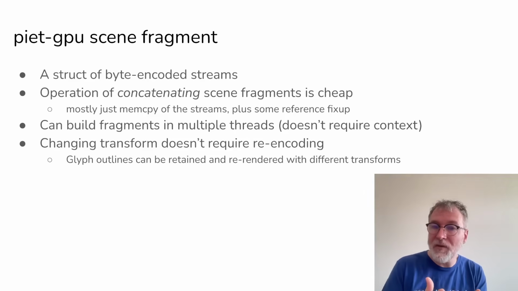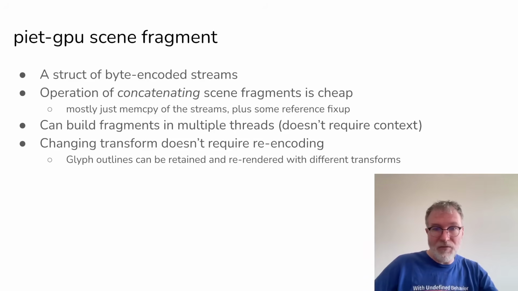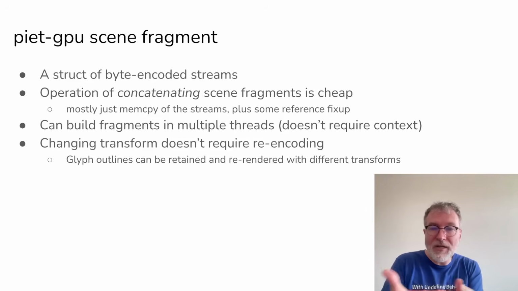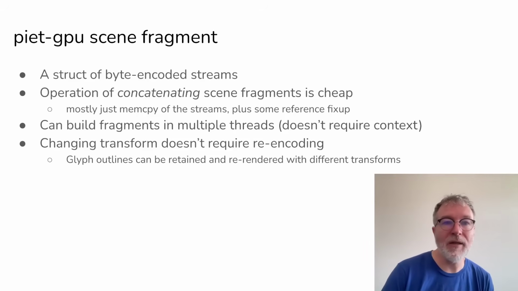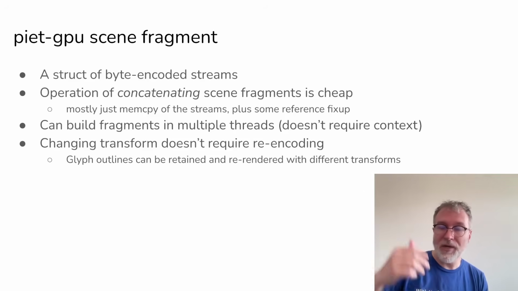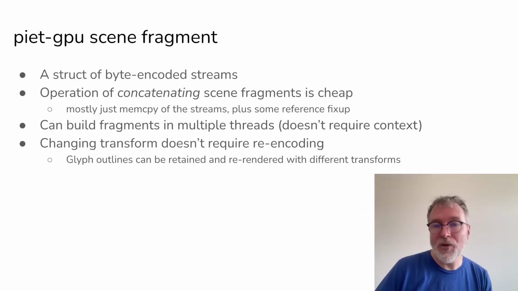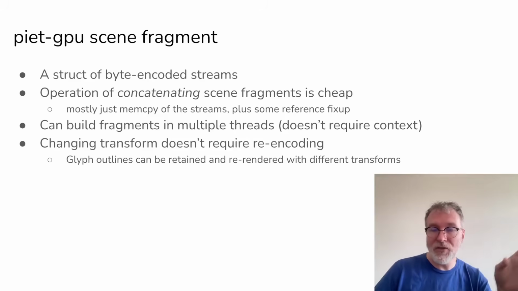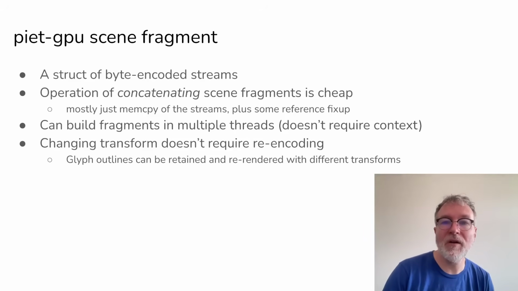And then, because these are simple value types, because you're not threading a render context around, if you want, you can just farm that out to multiple threads, and each thread creates its own scene fragment, and then you bring those threads together and you concatenate them. And again, as I mentioned, changing the transform doesn't require re-encoding, so you can scroll without re-encoding the contents that you're scrolling. And when you're doing text, you can also get scene fragments for those glyphs, and you can re-render them with different transforms. You can smooth zoom, all that kind of stuff.